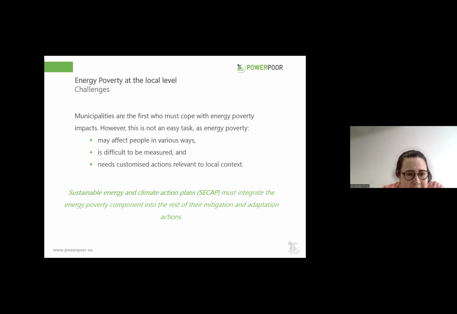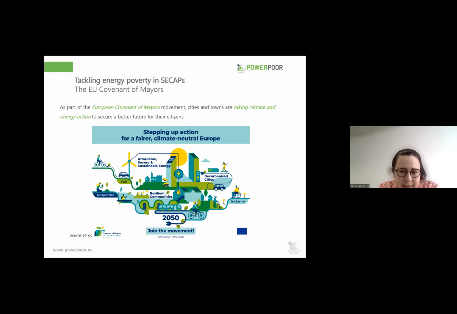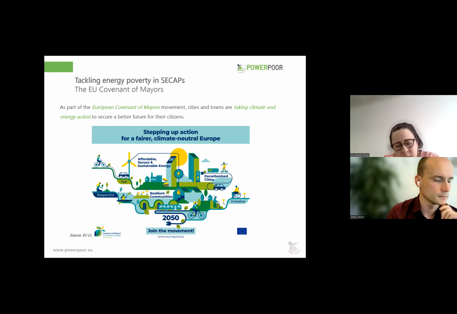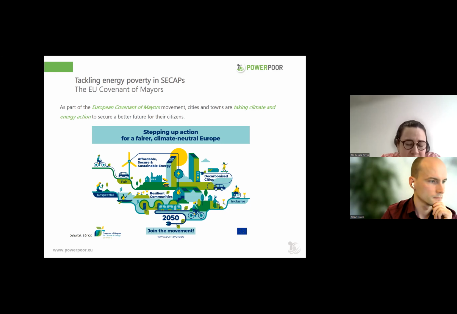So for that, just for your information and for the ones that are not familiar, there is a global initiative, and specifically a chapter here in Europe, which is called the European Covenant of Mayors, which is a movement of cities working on tackling climate change and energy action to secure a better future for their citizens, okay? So here in Europe, the Covenant of Mayors is very strong. It's a very strong initiative.